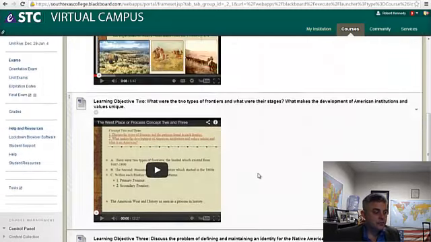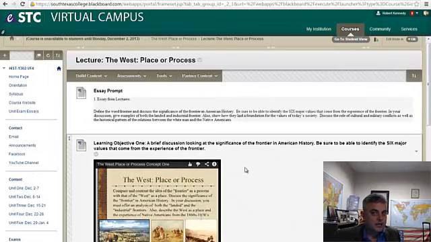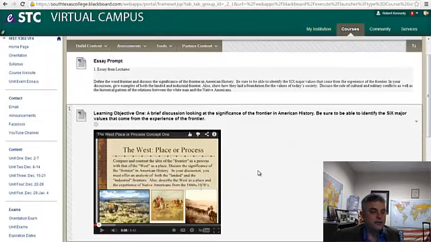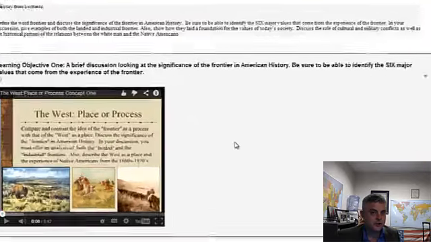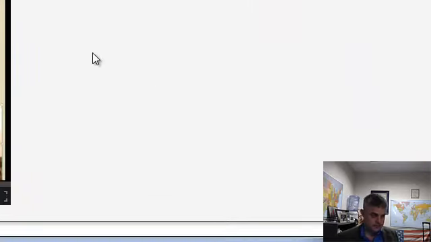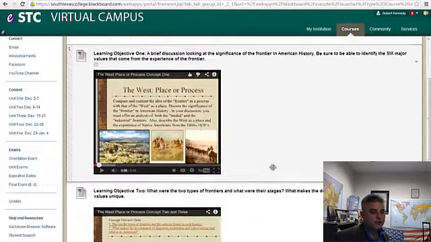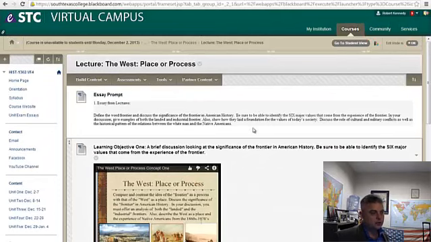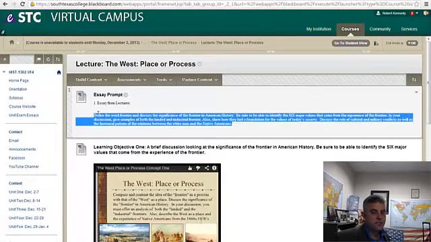At the end of this essay, I guarantee you will have anywhere from 6 to 10 paragraphs, with each learning objective constituting about 2 paragraphs, sometimes 1, sometimes 3, but generally 1 to 2. That will give you all of the material you need to respond to this essay prompt. Now, where is this essay prompt going to show up? I'm glad you asked. Let me show you.